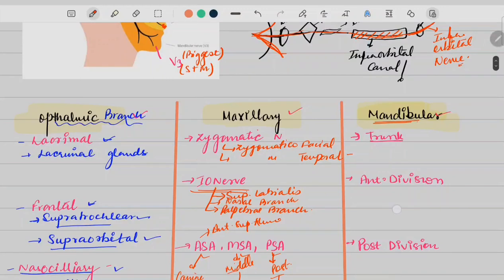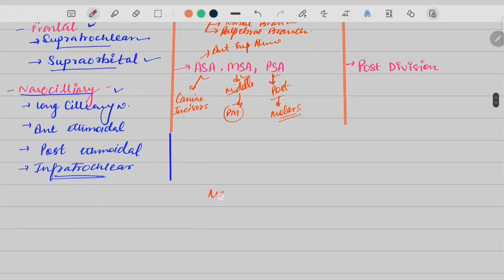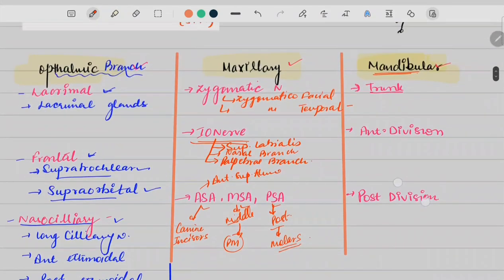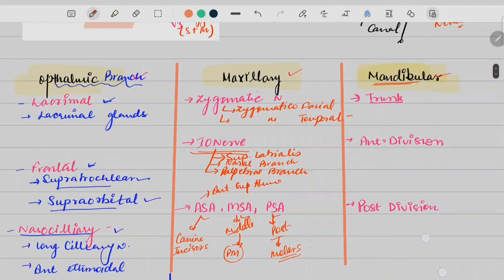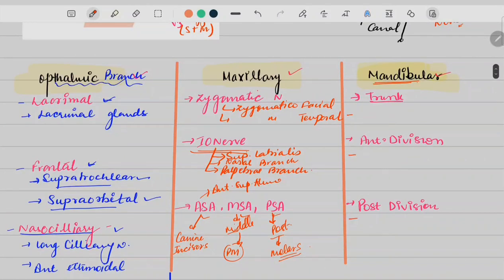Now again it is following a course. The mandibular nerve comes out from the foramen ovale. So this is your foramen ovale. Your mandibular nerve comes out of this, and then it divides into two divisions. This is going to be the anterior division, this becomes the posterior division, and this region here where it is not divided becomes the trunk. Now here, in the trunk, anterior and posterior division.